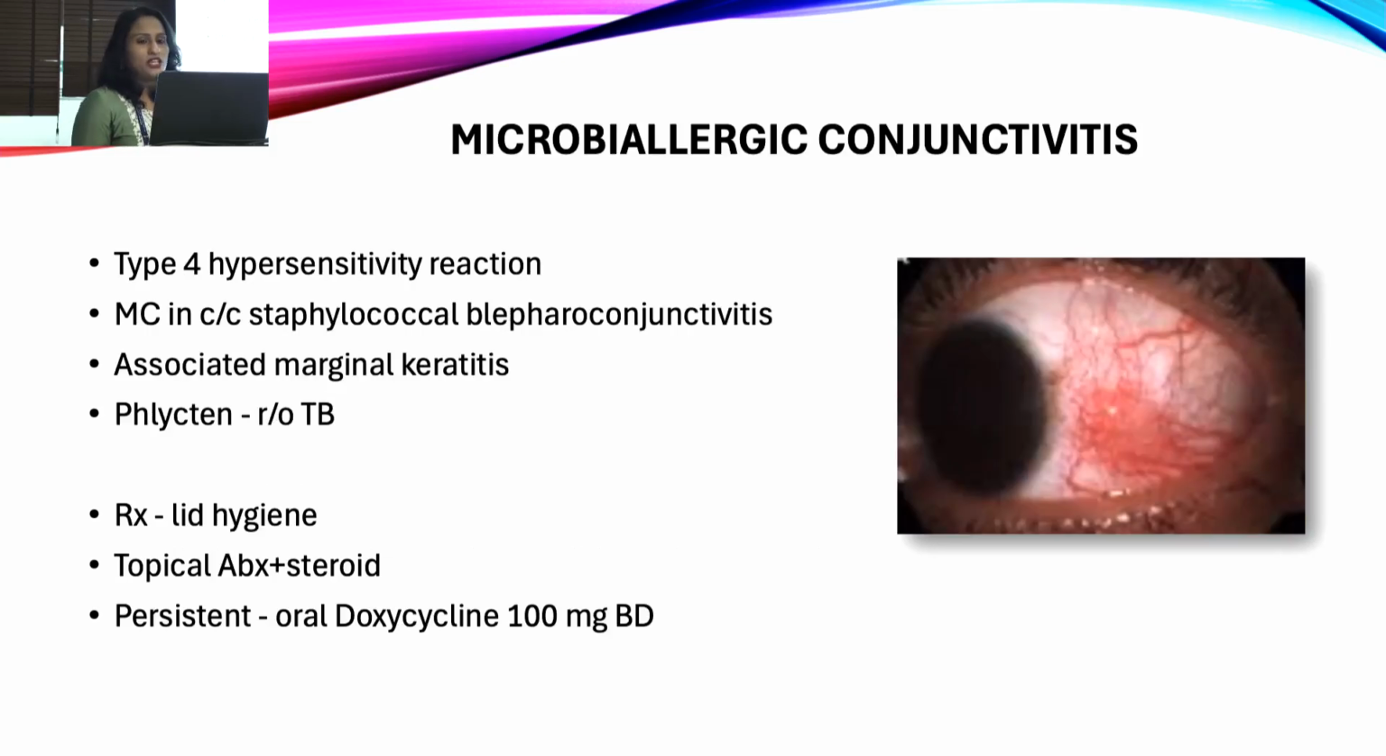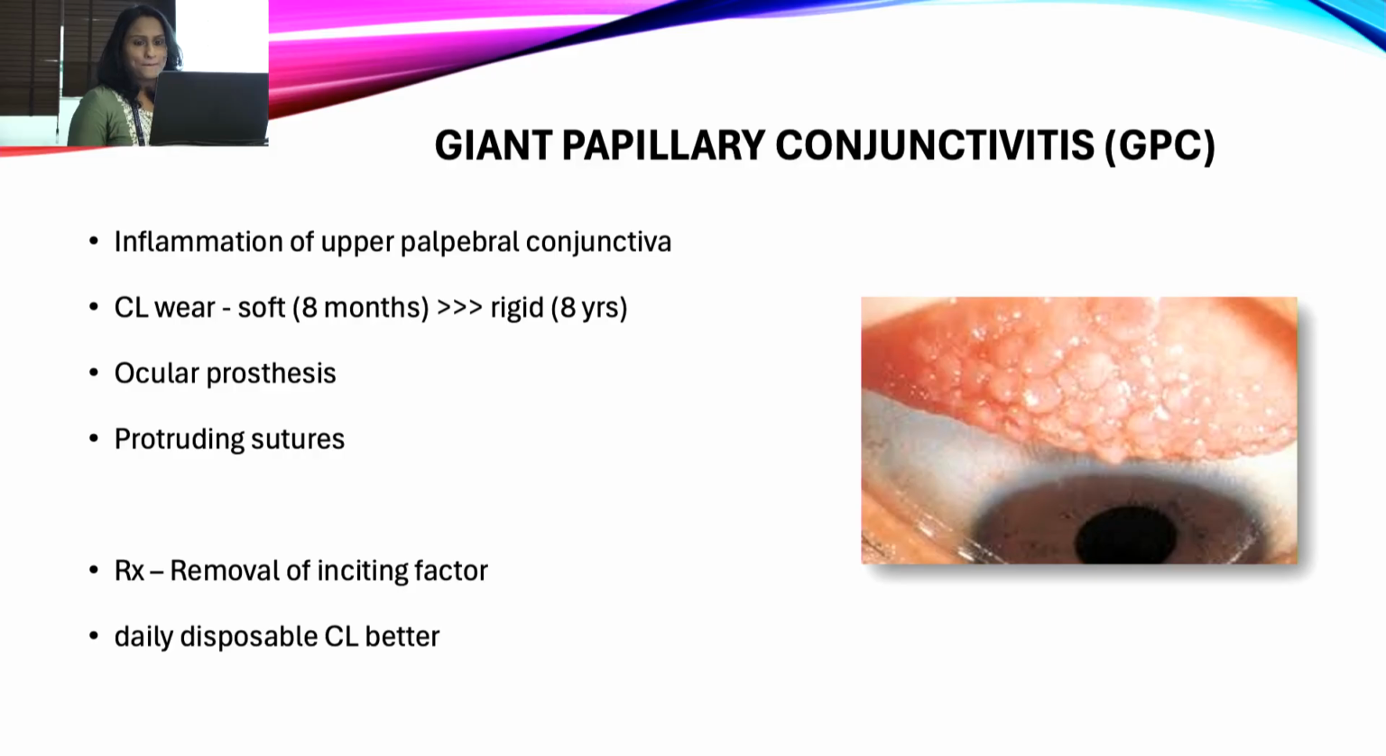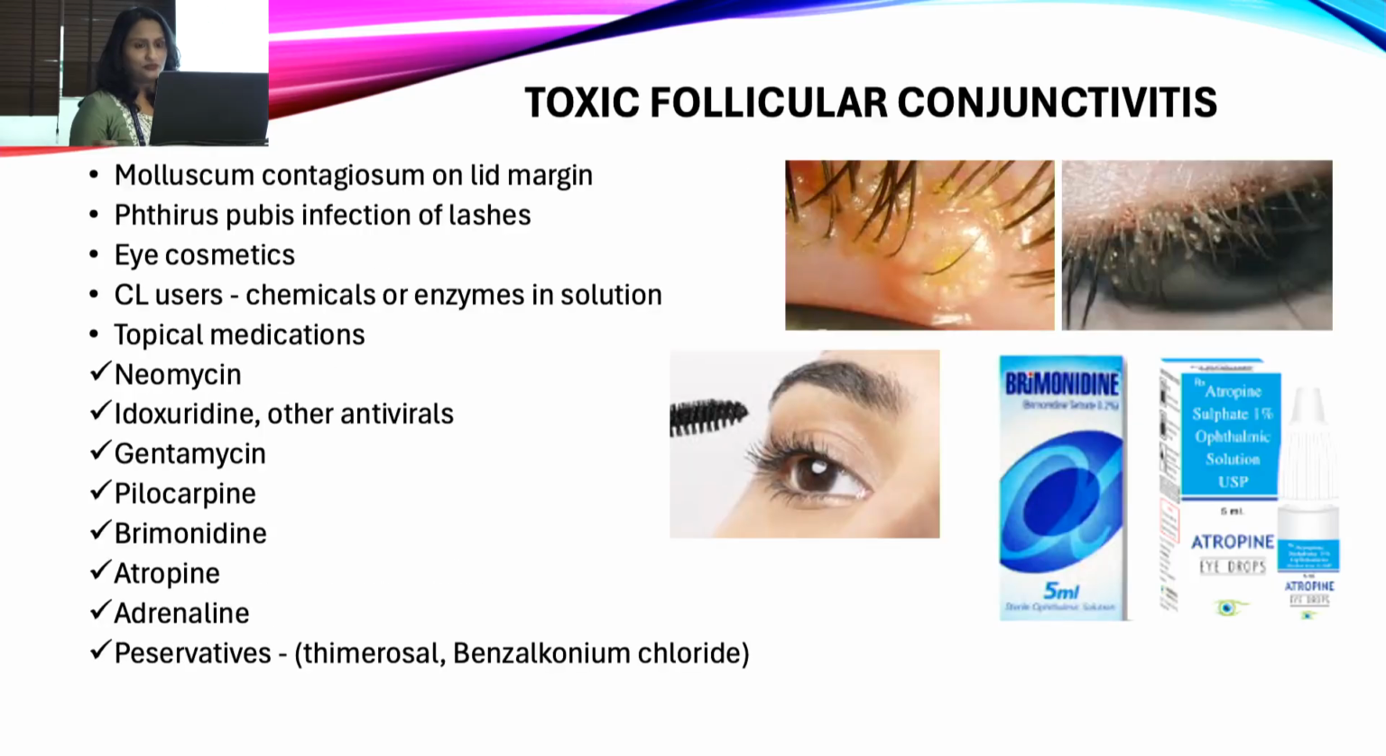Another entity called microbial allergic conjunctivitis. This is a new term, but we all know what it is. This is usually caused in a chronic staphylococcal blepharoconjunctivitis. It can be associated with marginal keratitis. Phlyctenule is also another entity in this. GPC, that's giant papillary conjunctivitis, in soft contact lens wearers, we usually see in ocular prosthesis and protruding sutures. In this we remove the inciting factor.